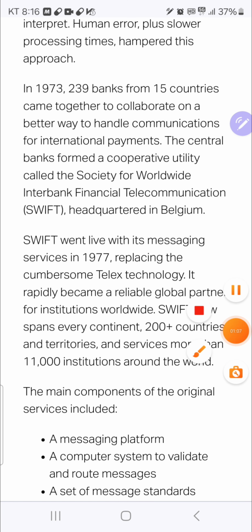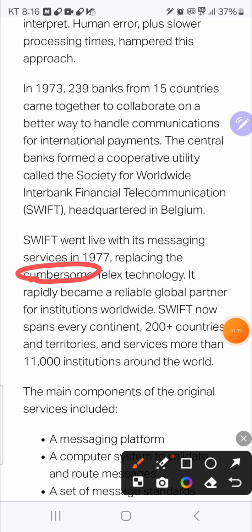Cumbersome telex technology. It rapidly became a reliable global partner for institutions worldwide. SWIFT now spans every continent, 200 plus countries and territories, and services more than 11,000 institutions around the world.